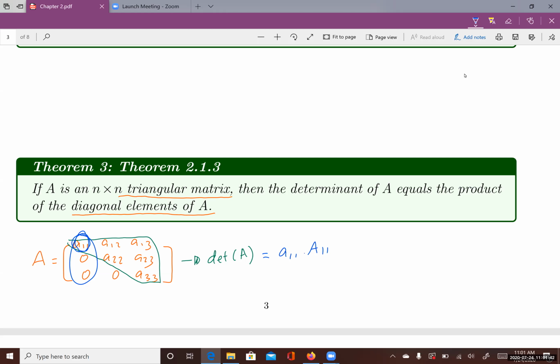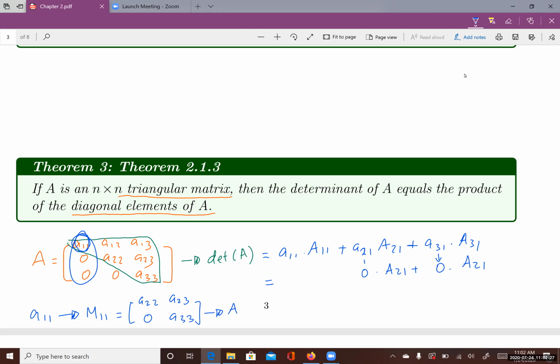All right, and by the definition, I should keep going, right? Plus A21 times big A21 plus A31 times big A31. Since A21 and A31 equal 0, it doesn't matter what big A21 or big A31 are. This term is just going to be 0. I don't have to worry about this. So I just need to find big A11. So for A11, you can find M11. M11 will be A22, A23, 0, and A33.